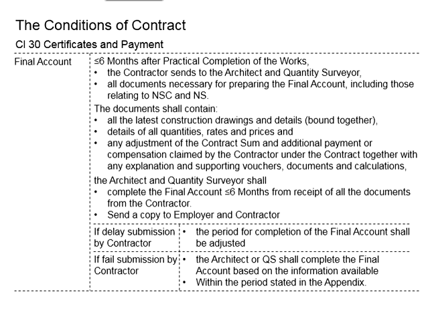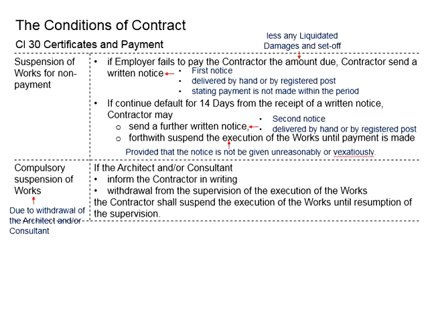Now let us proceed with our discussions on clause 30 in the PAM contract, related to the certificates and payment. In the previous videos, we mentioned the suspension of the work, which can be due to two reasons. One is that the employer is not paying the contractor on time. After the second notice, the contractor may suspend the execution of the work until the payment is made.